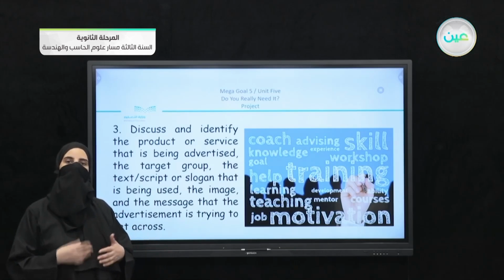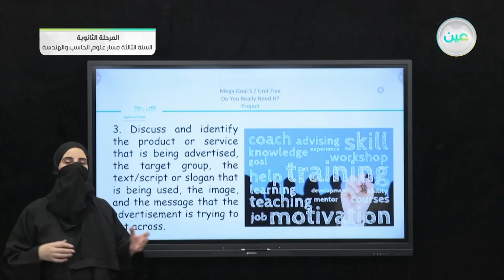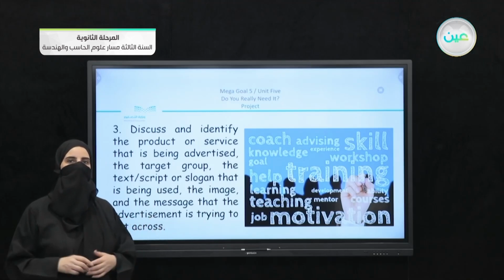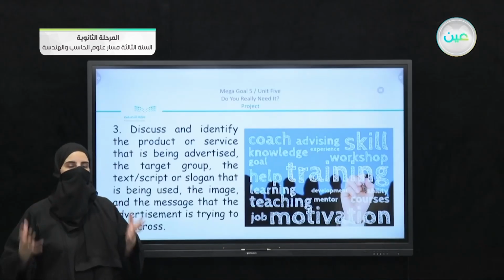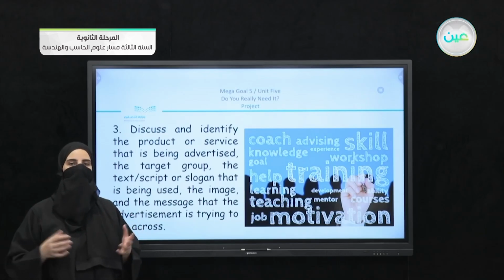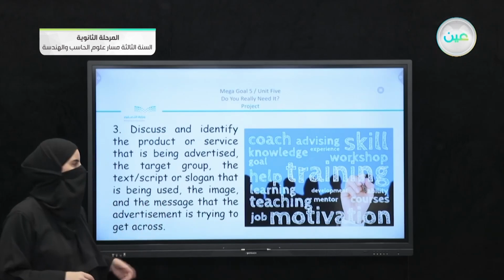And also you are going to discuss and analyze the advertisement in all ways. We are going to also see the image and the message that the advertisement is trying to get across. So any kind of advertisement has a target, it has an aim, and you do have to be aware of the complete aim here of the advertisement. Moving on.